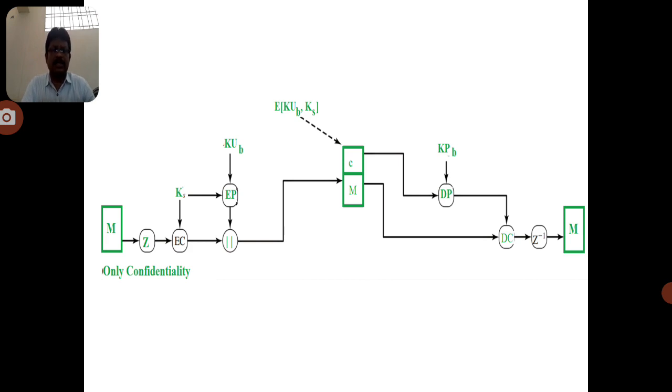Here in the decryption, conventional decryption can be applied, that is the DC, with the same session key KS. And finally, the message can be decompressed, where the decompression algorithm, that is the Z inverse, is applied, and finally we can reveal the message M. Now in this particular confidentiality service, three concepts are identified.